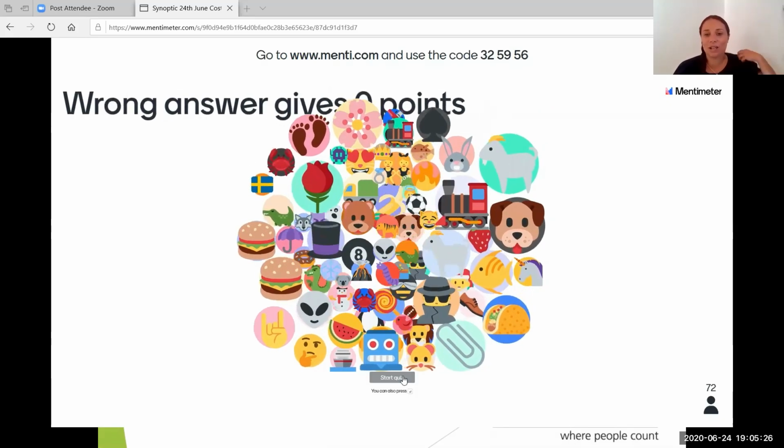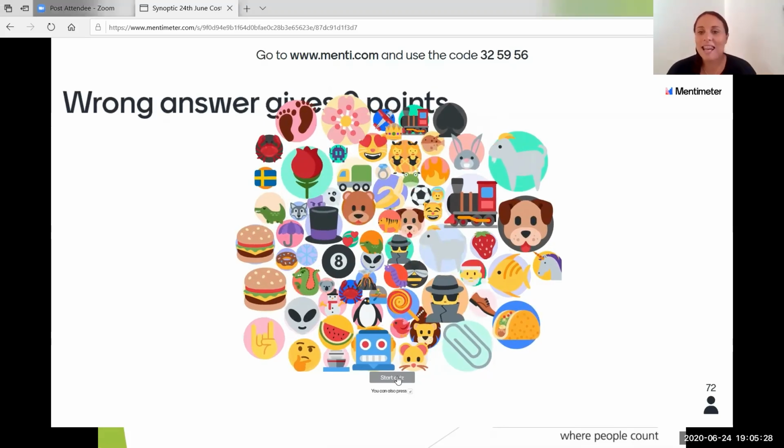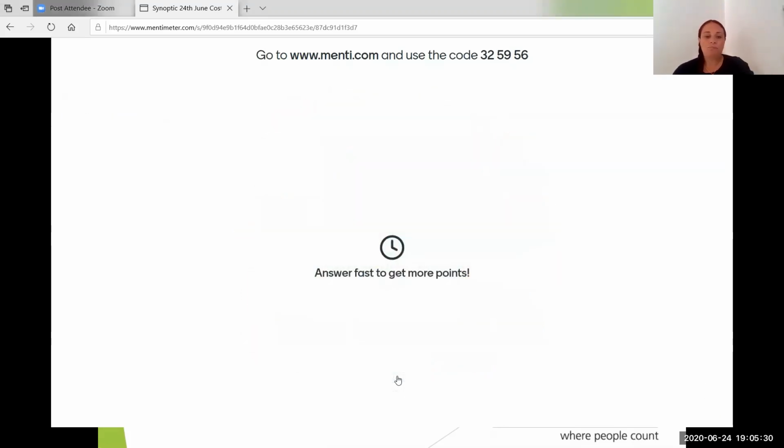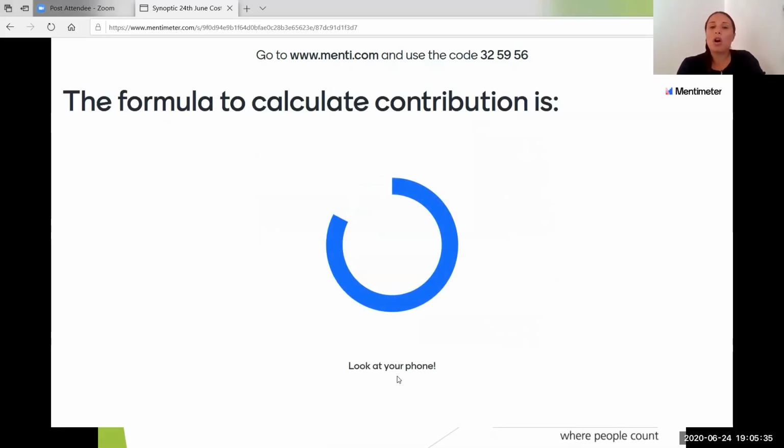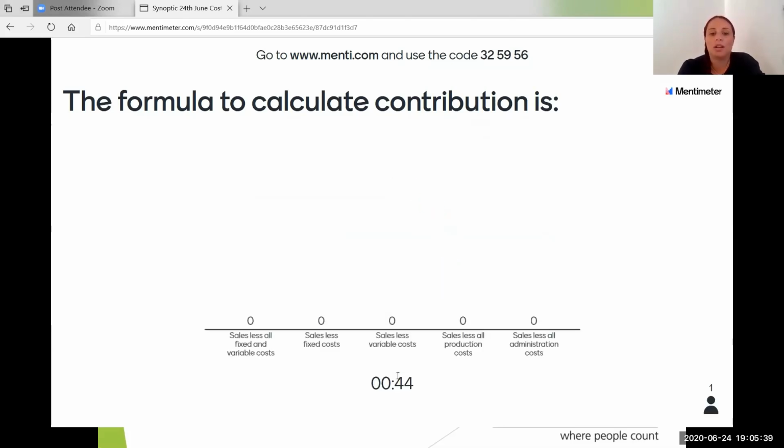So we've got 72 people, 5 questions. Let's have a look at how we're going to get on. Perfect. Question number 1 then. So these are all around your costing. How do you calculate contribution? Sales less all variable, fixed and variable cost. Sales less your fixed cost. Sales less your variable cost. Sales less your production costs. Or sales less all administration costs.